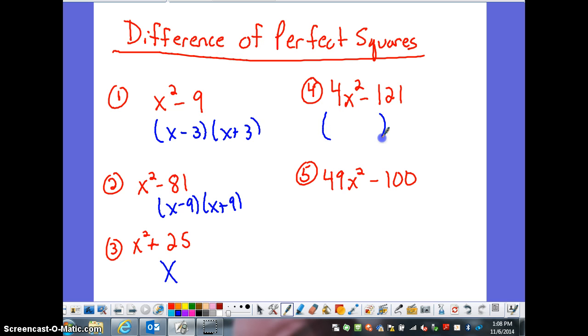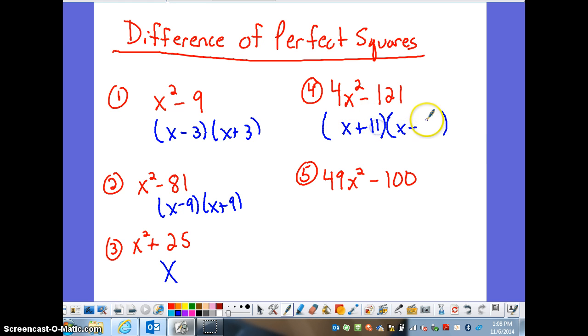Number 4, you're doing the same thing here. All right, sometimes people get confused. If you get confused, I would say just cover up this 4 right here. Look at x squared minus 121. You're going to have the x's and x's, 1 plus, 1 minus. 121, take the square root, you get 11. Now what about 4? Square root of 4 is just 2. Just put that in the front.